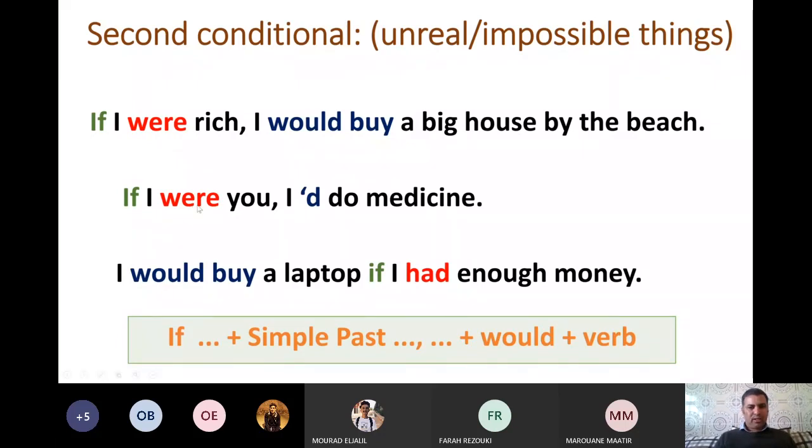Also in the second example, if I were you, am I you? No, I'm not you. This is an impossible situation. But if I were you, I'd do medicine. We use this expression to give advice to people. It's like when you tell someone in Arabic, لو كنت مكانك لفعلت كذا أو لما فعلت كذا. We use it to give advice, and it is conditional type 2. If I were you, I would do this, or I wouldn't do this.